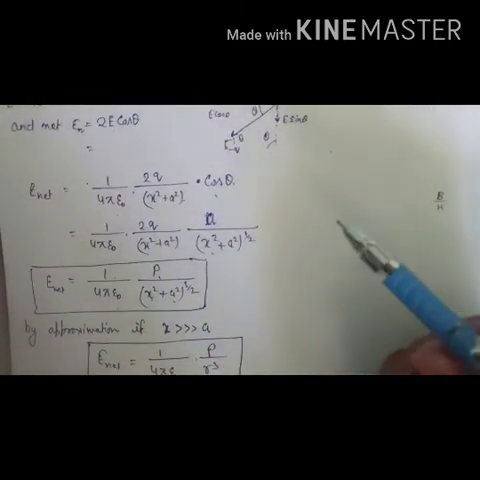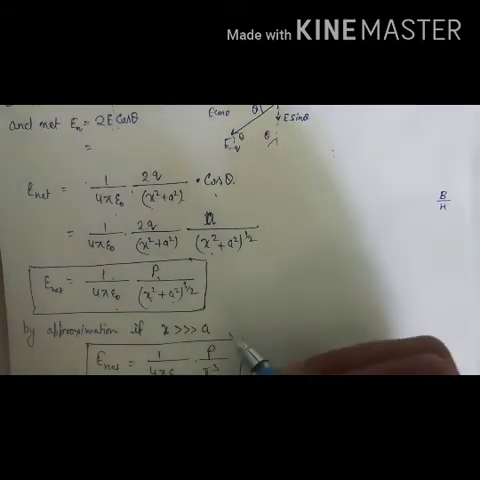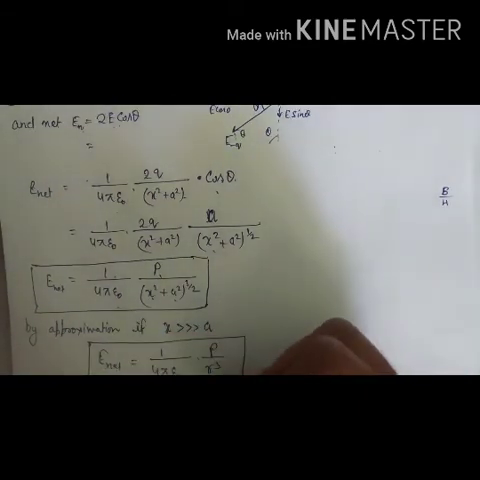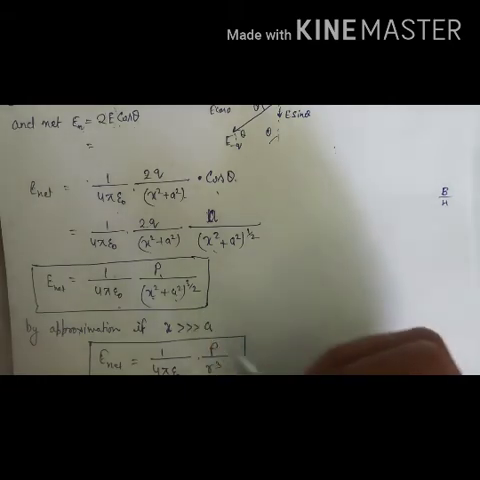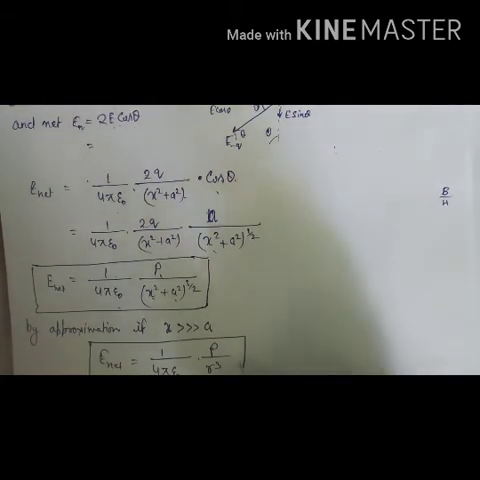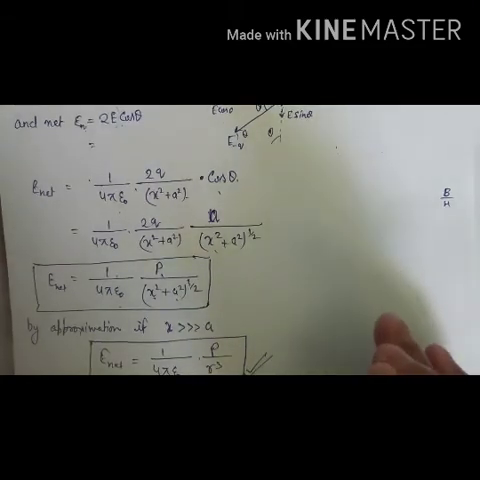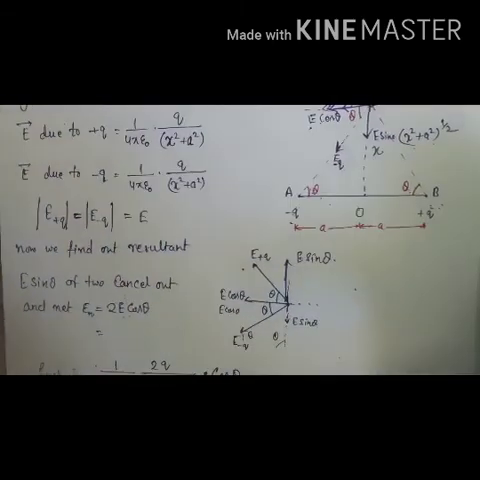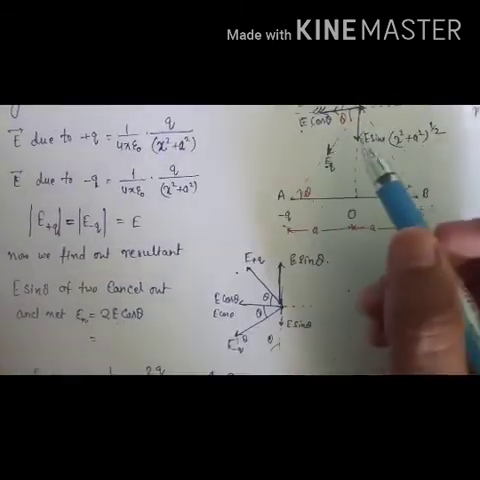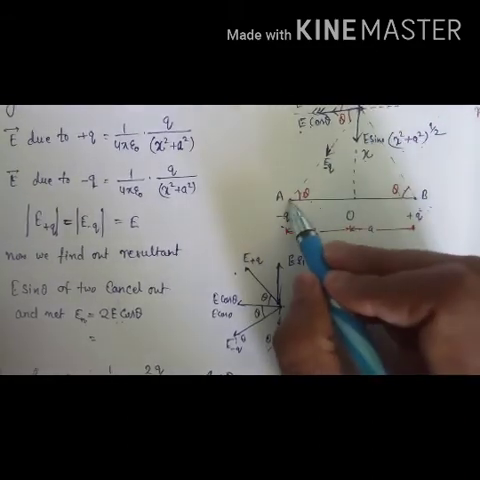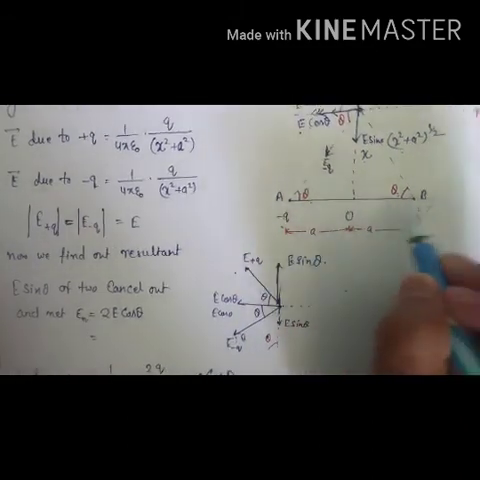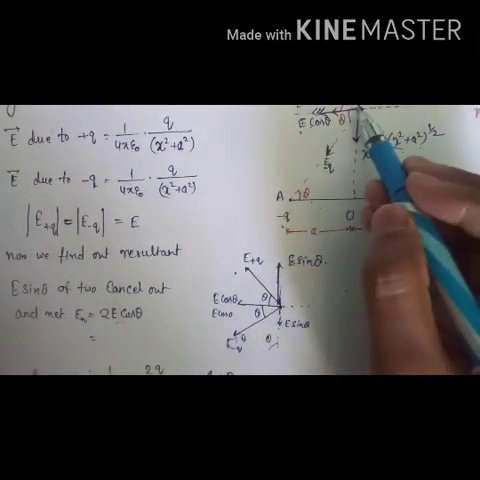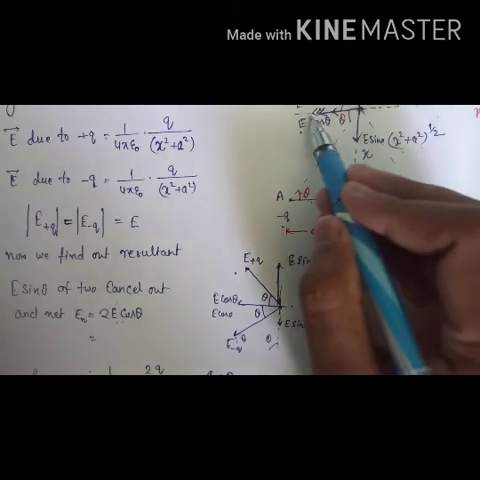And again we take approximations: if x is very large as compared to a, then E net is equal to 1 upon 4 pi epsilon naught p upon r cube. We neglect a, so this is the expression for the electric field intensity on the equatorial line of an electric dipole. The direction of the electric field in the equatorial position is opposite to p. Here the direction of the dipole is from minus q to plus q, and the electric field intensity is in the opposite direction.